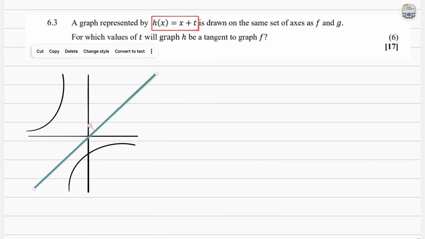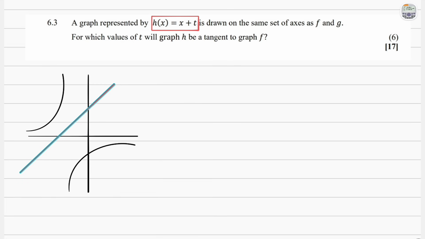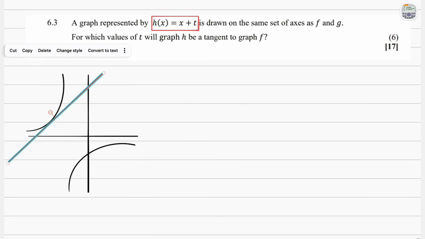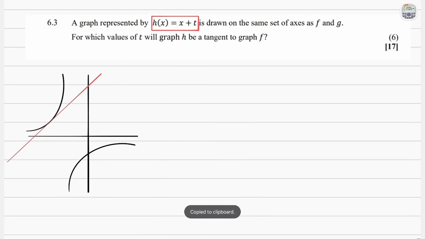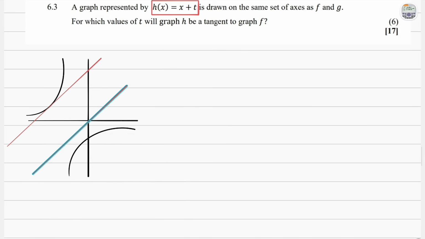So for it to be a tangent to the graph of f, here's how it could be a tangent. It could be a tangent in two ways. It could be a tangent if it touches this graph of f in the second quadrant once. So like that. It could be a tangent like that. It could also be a tangent like this to the other wing.